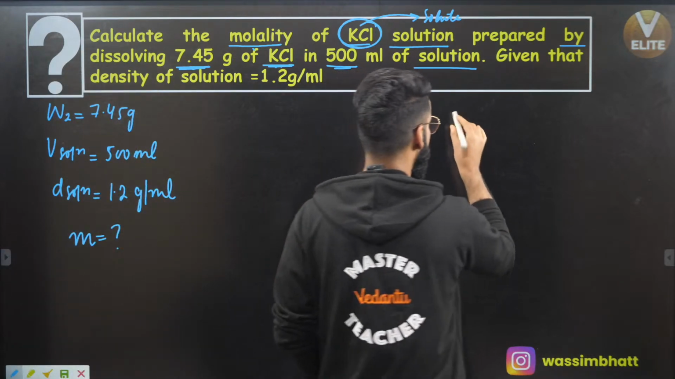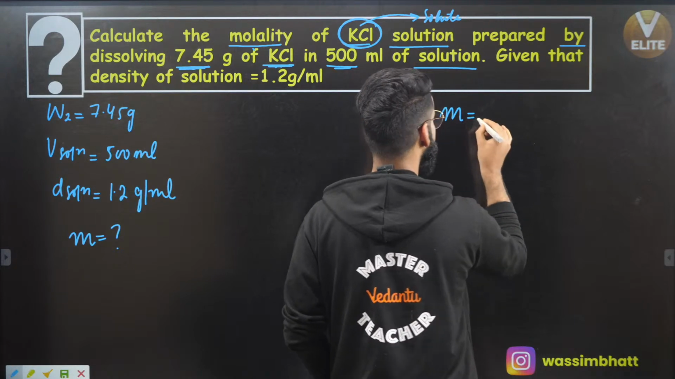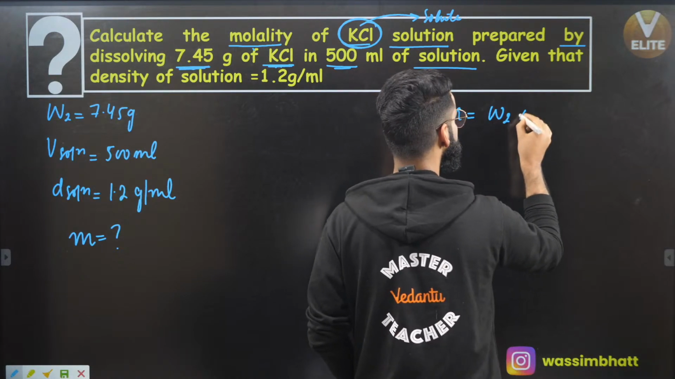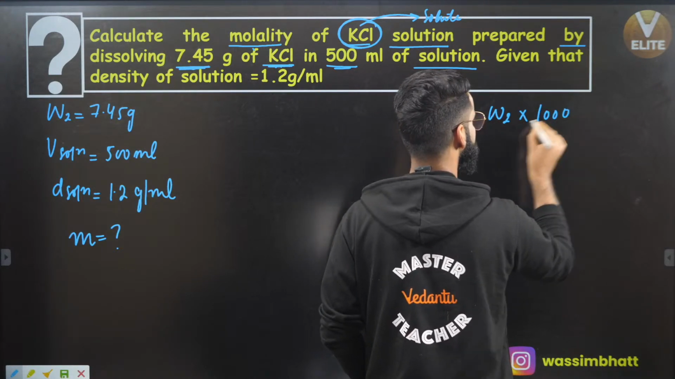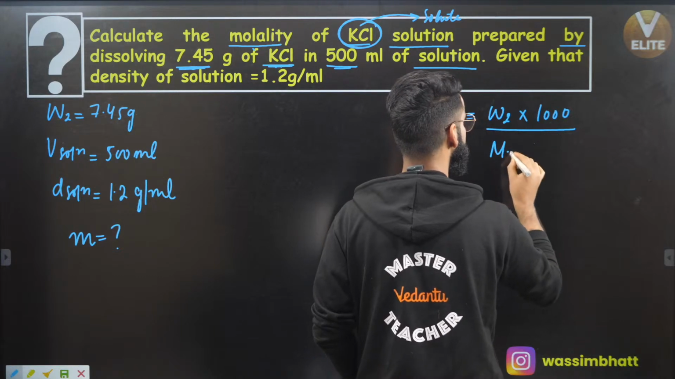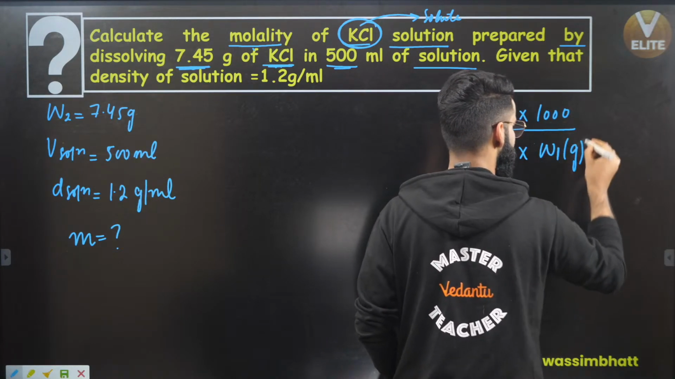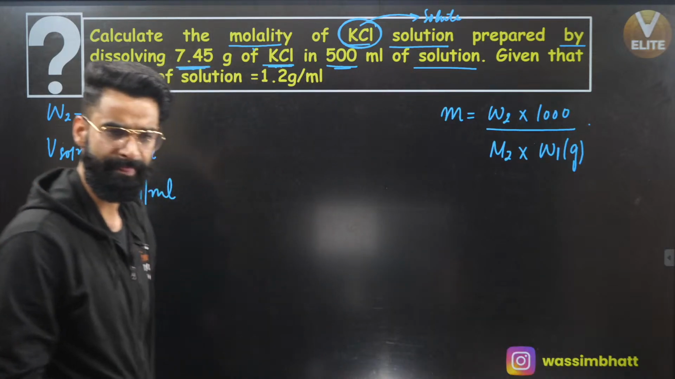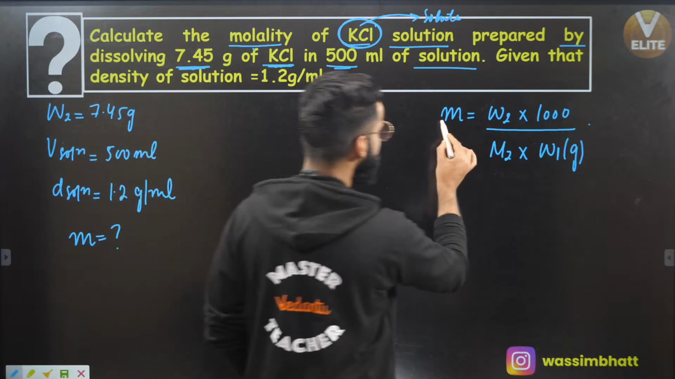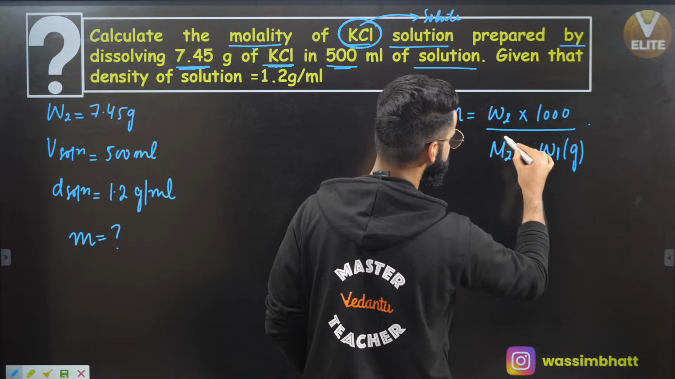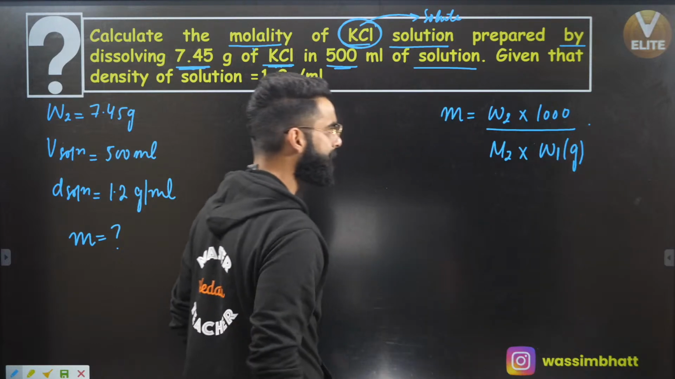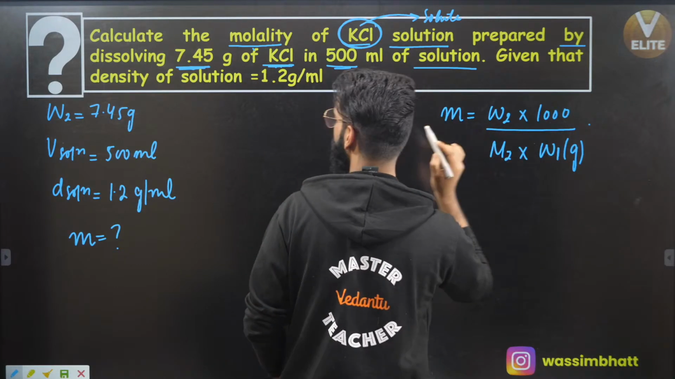And people, I hope you remember the formula to calculate molality. W2 multiplied by 1000 divided by M2 multiplied by mass of solvent in grams, right? This is the formula which I'll be using. First of all, in order to calculate molality, I should know this W2, I should know this M2, I should know this W1.